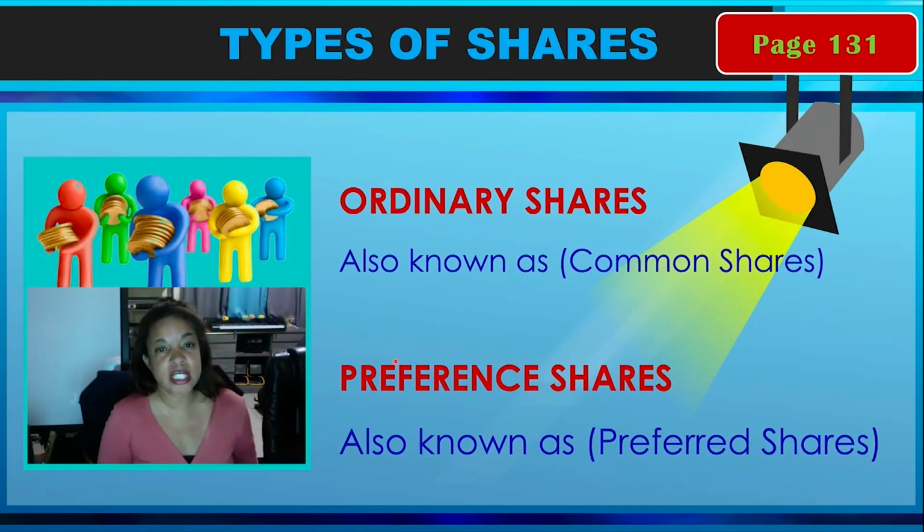Here we come to the types of shares, the two types of shares: the ordinary shares, also known as the common shares, and the preference shares, also known as the preferred shares. In CSEC, we tend to use ordinary shares and preference shares. If you go on to Form 6 to do accounting, you would see more commonly common shares and preferred shares. But they mean the same thing: ordinary, common, same thing; preference and preferred.